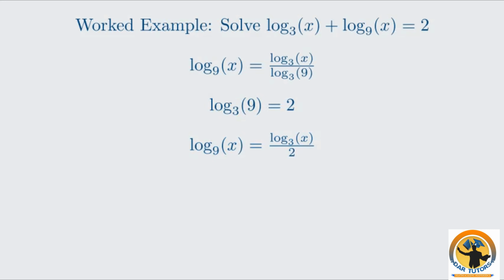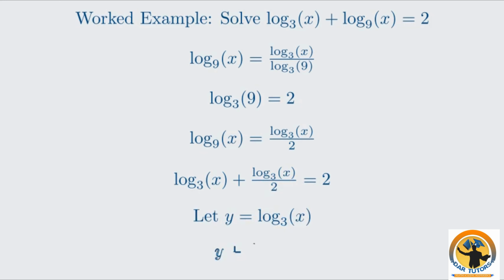Now we can substitute this back into our original equation. The equation becomes log base 3 of x plus log base 3 of x over 2 equals 2. Now we have an equation with only one base. We can treat log base 3 of x as a single variable. Let's call it y for a moment. The equation becomes y plus y over 2 equals 2.